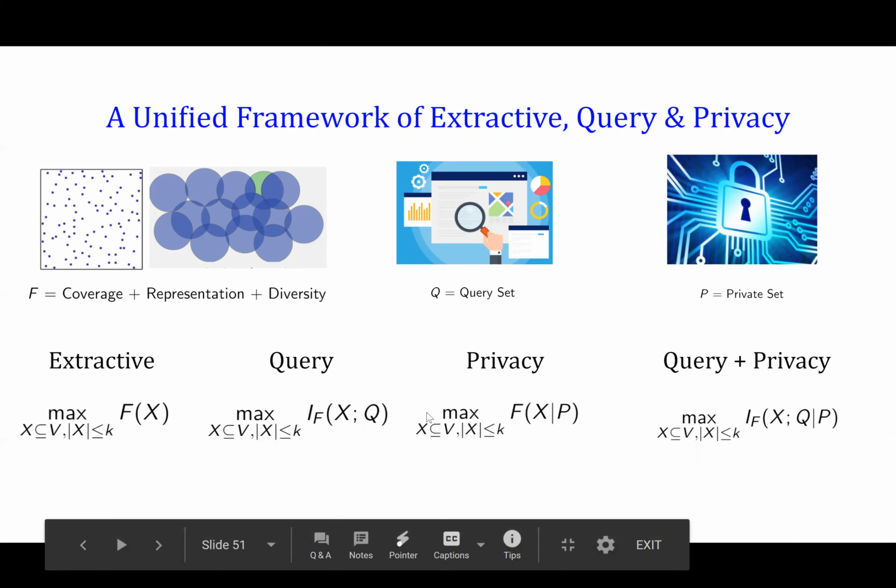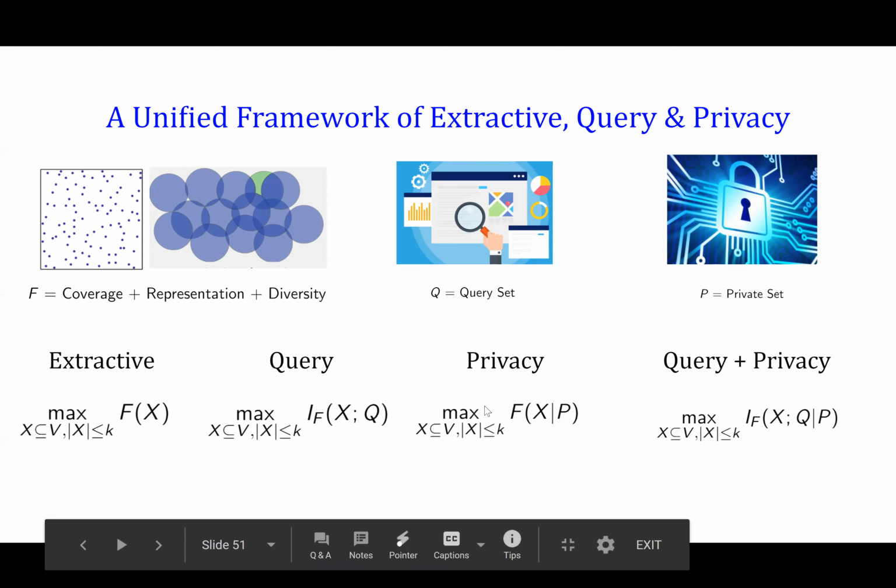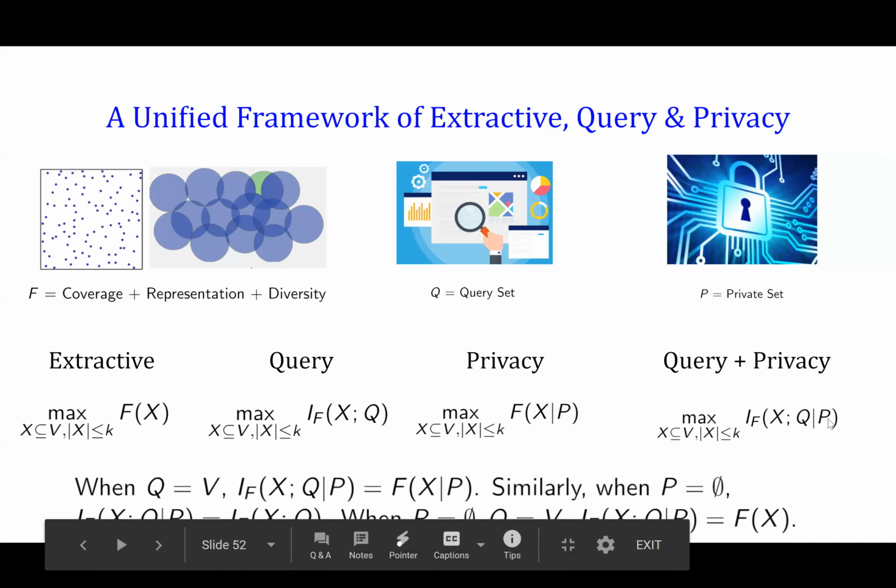Now the third layer is that I don't care about the query, but I care about privacy, right? So I can pose this as maximizing the information f(X | P), right? And fourth is where I have both query and privacy. In that case, I want to maximize the conditional mutual information I_f(X; Q | P).